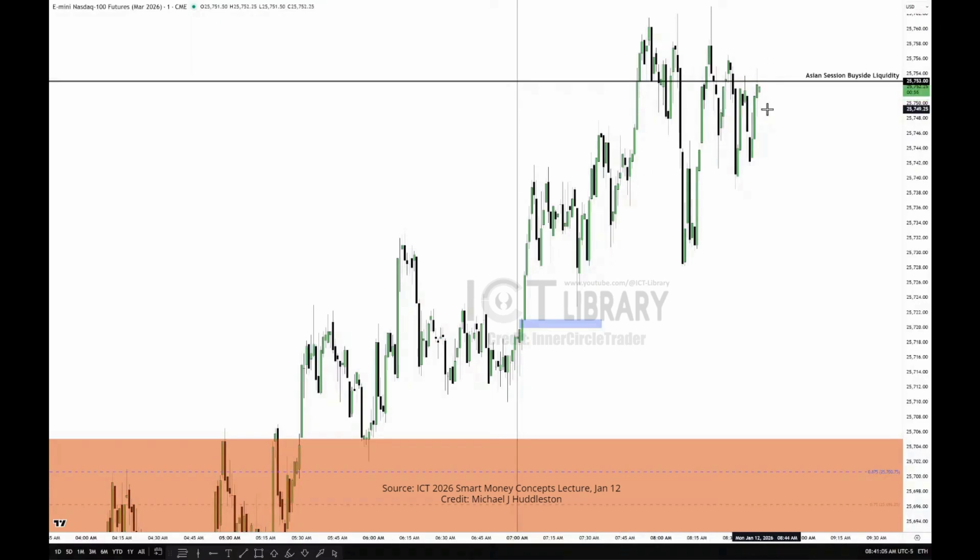Because the session, 7 o'clock to 9 o'clock in the morning, has already done its initial job, which is run to overnight highs that were clear, they were obvious. Retail has seen it as resistance. They trust it, and it's going to run for the liquidity that's left up there. And that's where you get that run here.